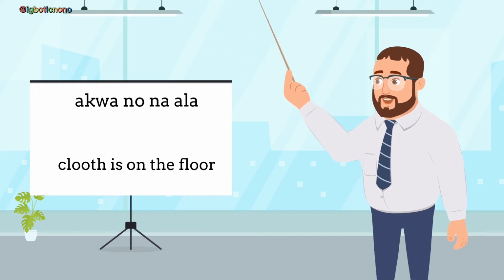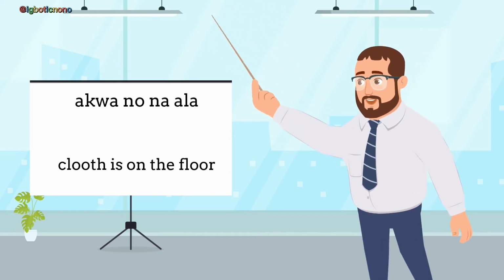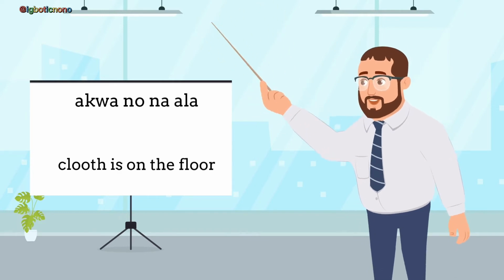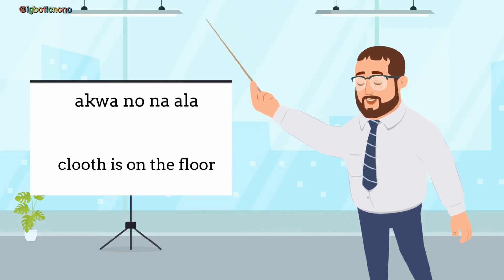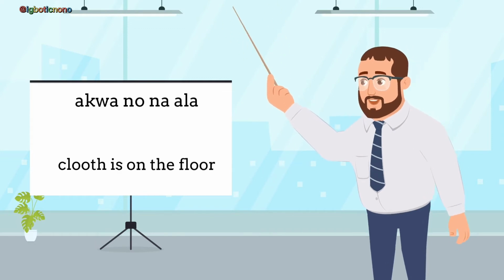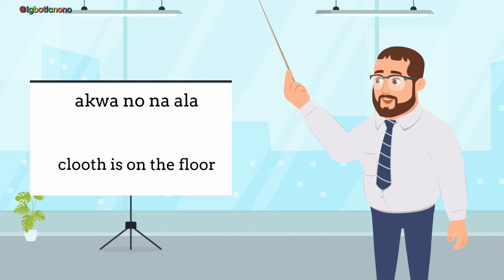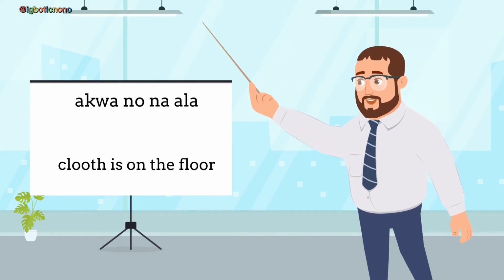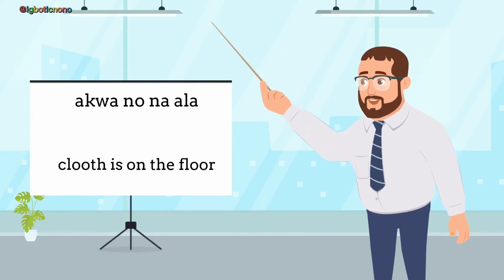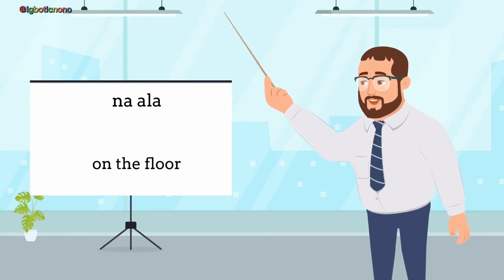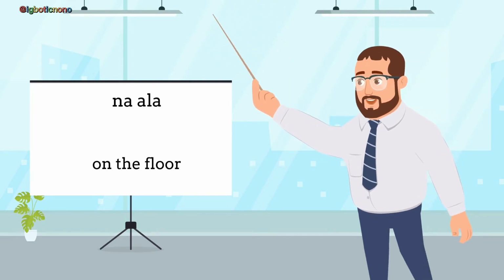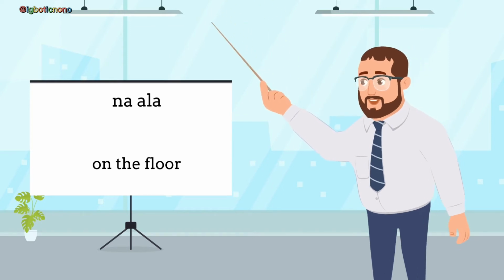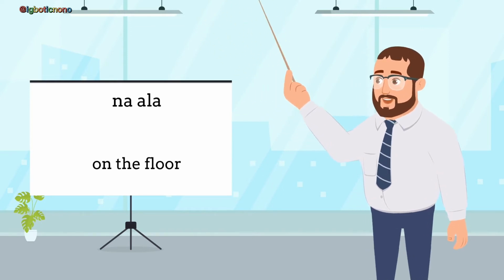Akwa nọ na ala. Cloth is on the floor. Na ala, on the floor, is the preposition here. Hope you guys understand this simple lesson.